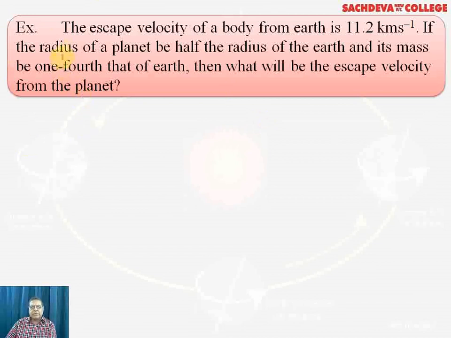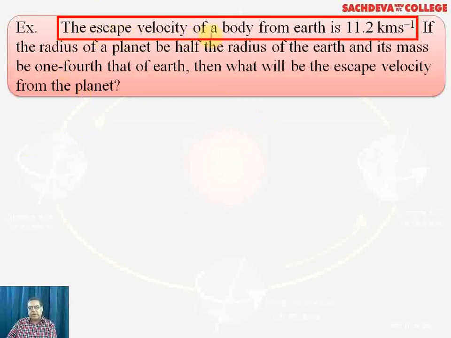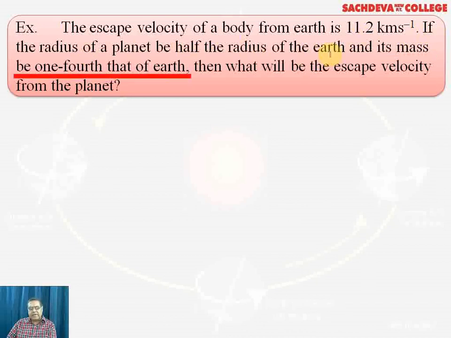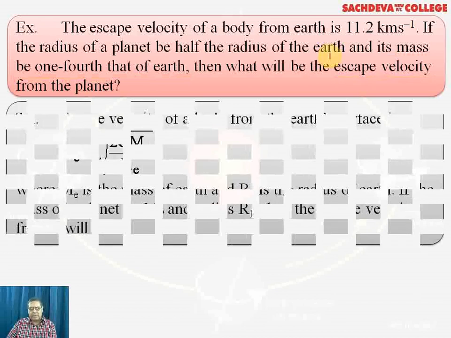Now our next question is again related to escape velocity. The escape velocity of a body from the Earth is 11.2 kilometers per second. If the radius of the planet is half the radius of Earth, that is, if the radius of Earth is R, the radius of the planet is R over 2, and its mass is 1/4 that of Earth. If the mass of Earth is m, then the mass of the planet is m over 4. What will be the escape velocity from the planet?